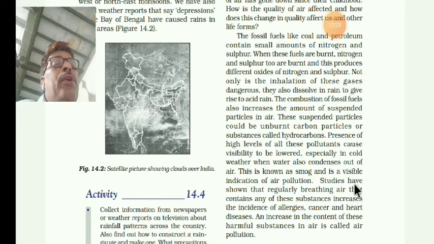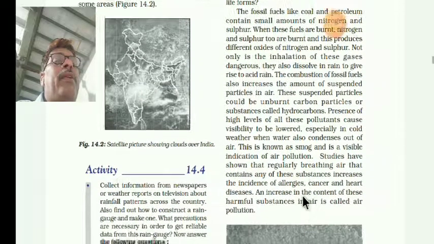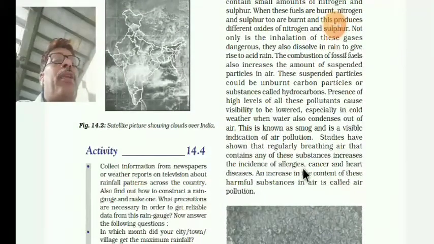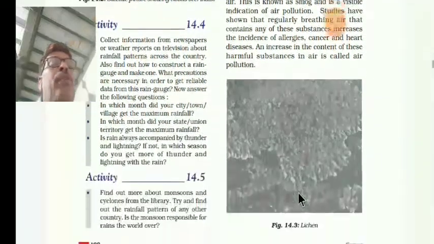Studies have shown that regularly breathing air that contains these substances causes allergies, cancer, and heart disease. These are the problems arising due to impure air. An increase in the content of harmful substances in the air is called air pollution, which we have already discussed.